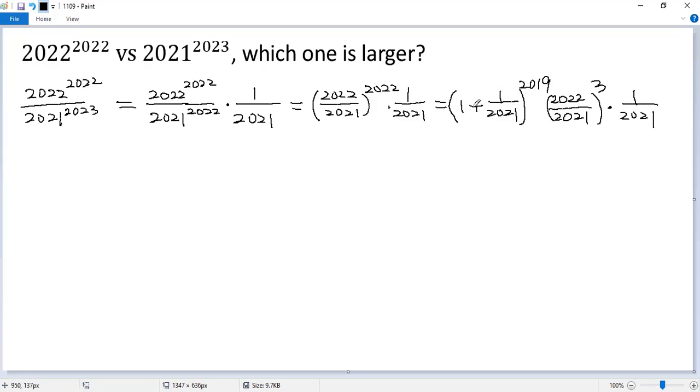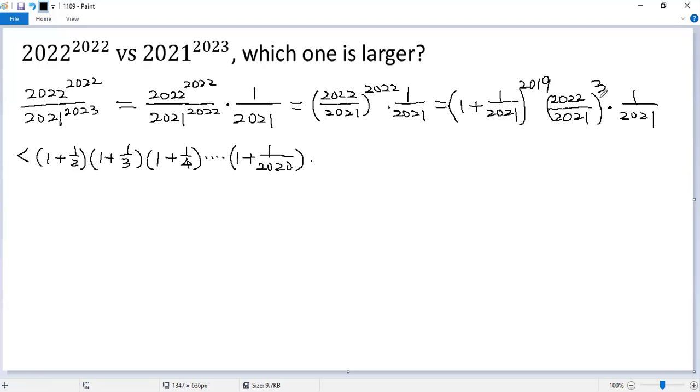So for the first factor, it is less than 1 plus 1 over 2, right? For the second factor, it is less than 1 plus 1 over 3. For the third factor, it is less than 1 plus 1 over 4. Continue this way. The 2019th factor should be less than 1 plus 1 over 2020.